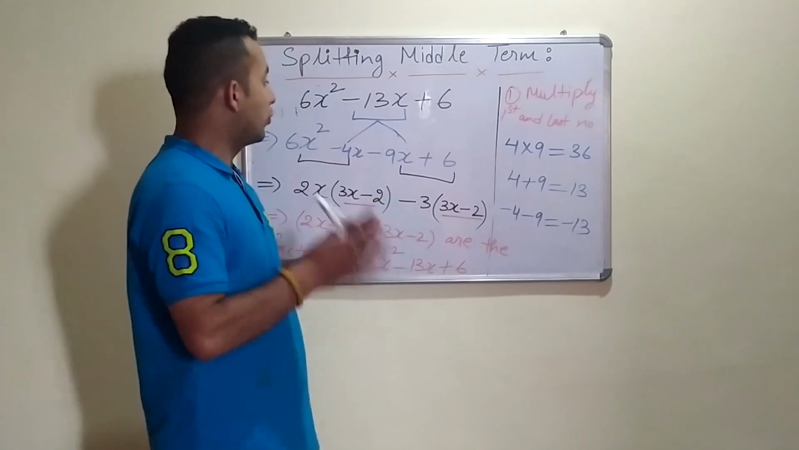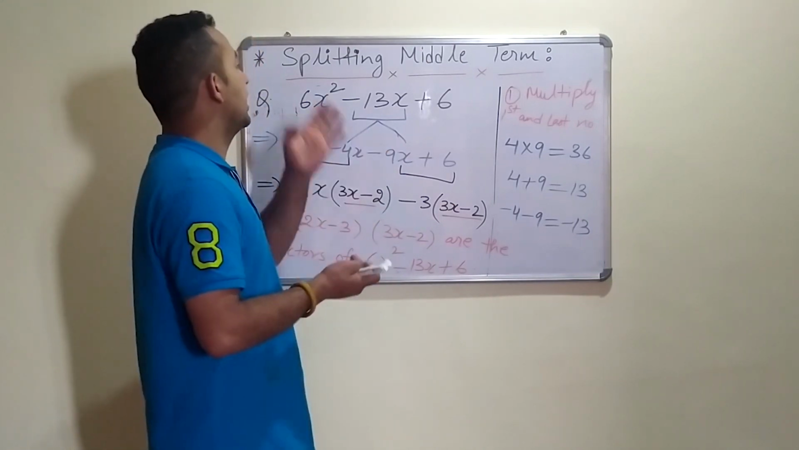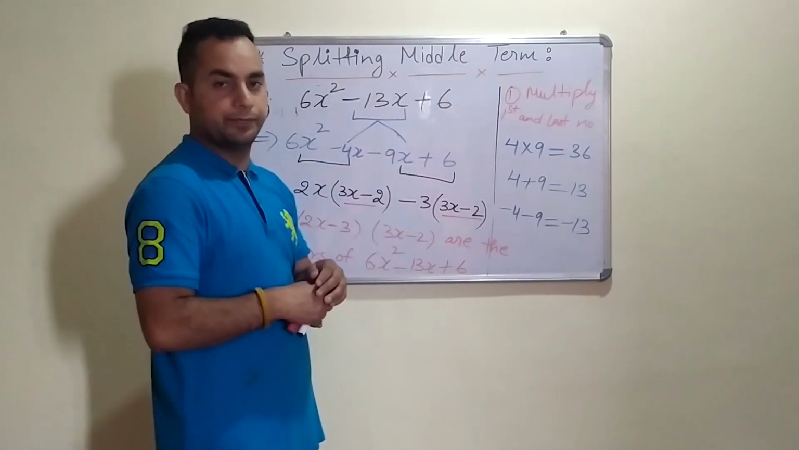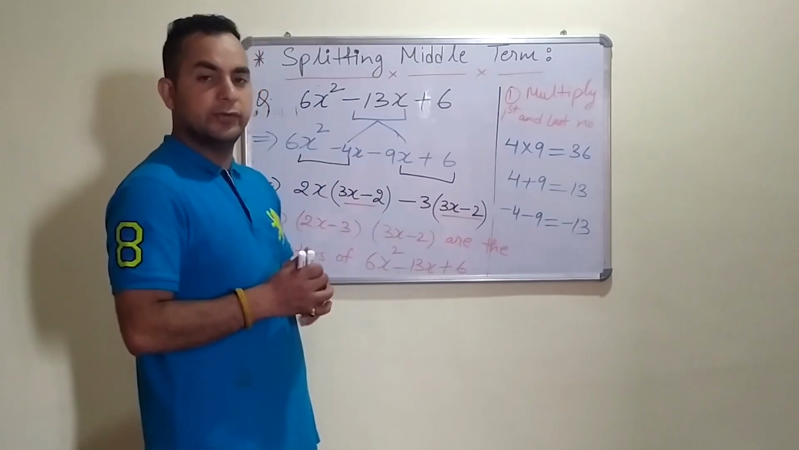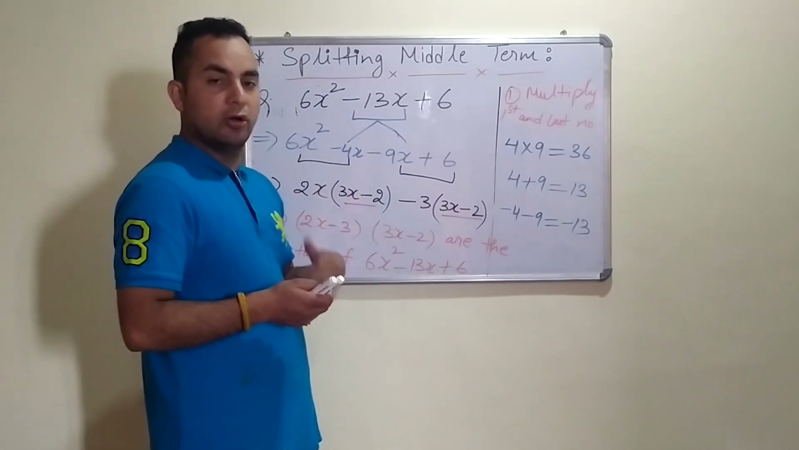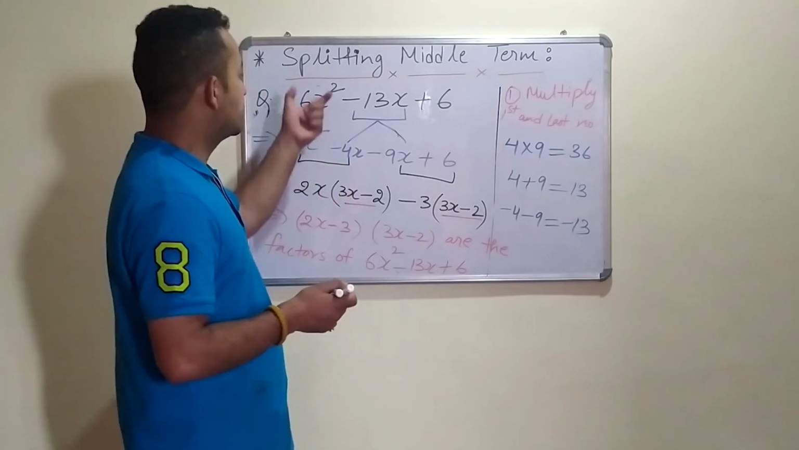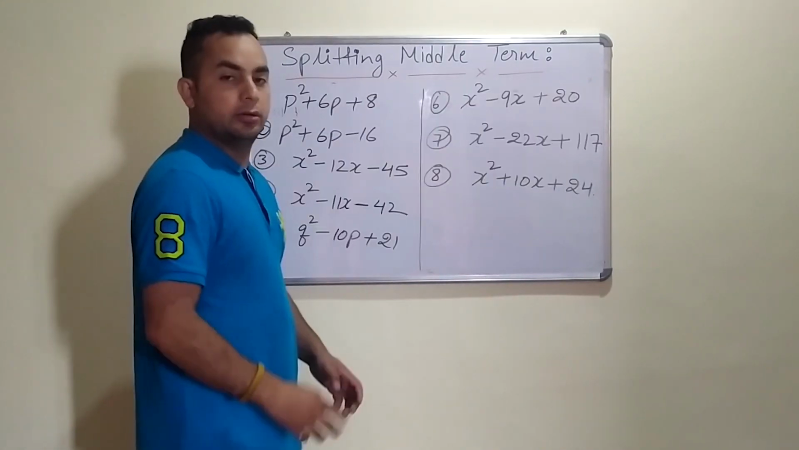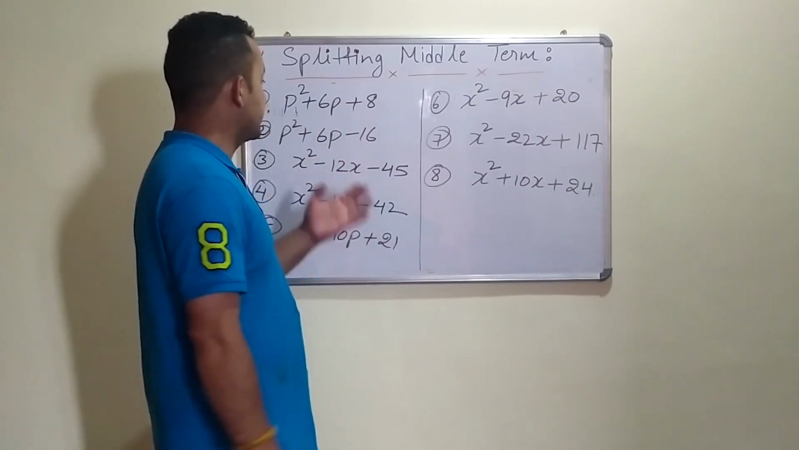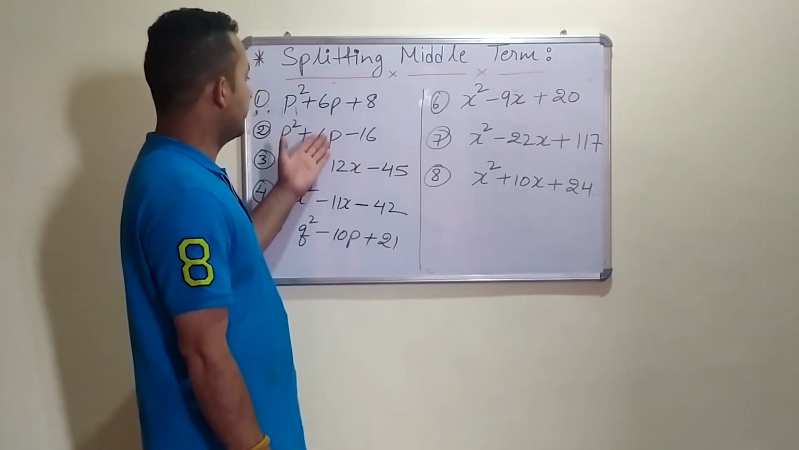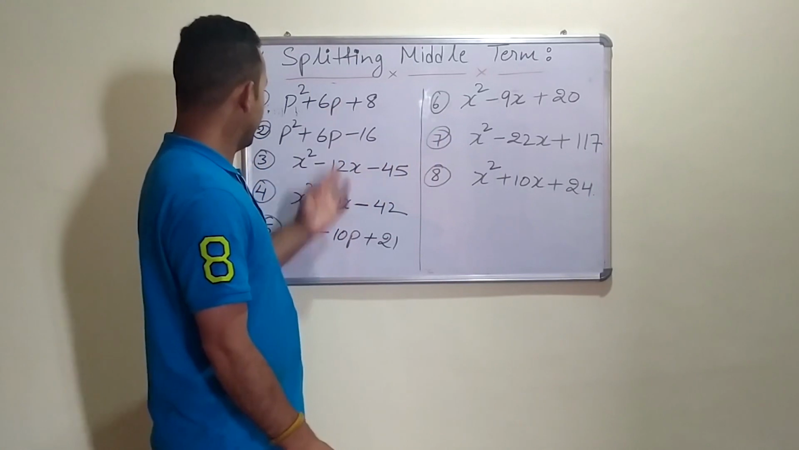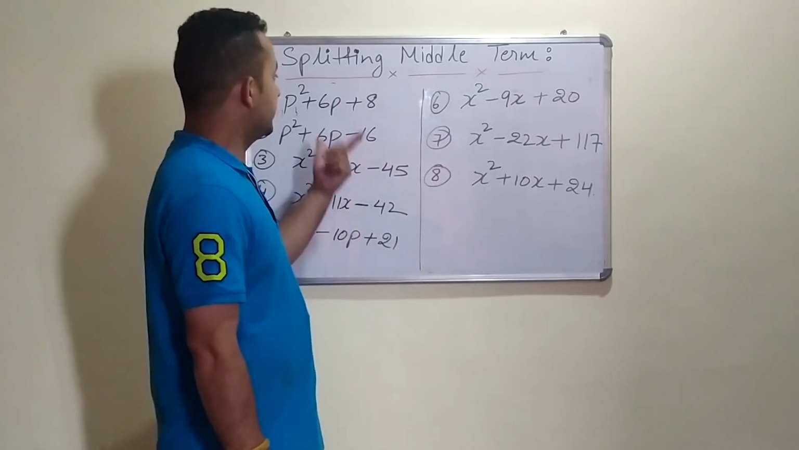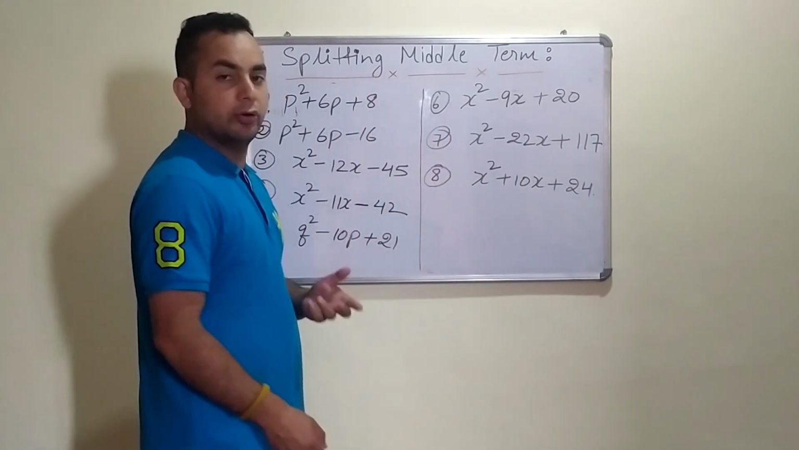This is how you are going to factorize the expression with the help of the splitting middle term. Now I am going to give you some homework questions. So you will use the splitting middle term method and do it by yourself. Now I am going to give you some exercise questions on the basis of splitting middle term. So you have 8 questions. Use the splitting middle term and solve them by yourself.